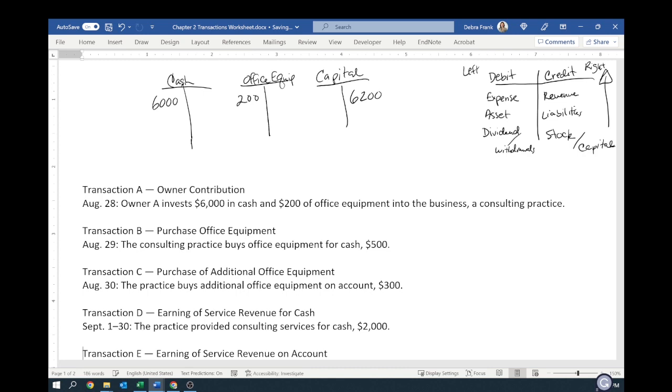Perfect. Now we're in balance. We're happy. So if we wanted to, we can actually write this journal entry out. I'll just do this one. I'm not going to do the journal entries for the other ones. We'll just stick with the T accounts. But you can see here, this helps me do my journal entry. When we do journal entries, we always record the debits first. So in this particular, we have two debits. We have cash and office equipment. It doesn't matter which one you do first. I'm just going to do cash and then office equipment.